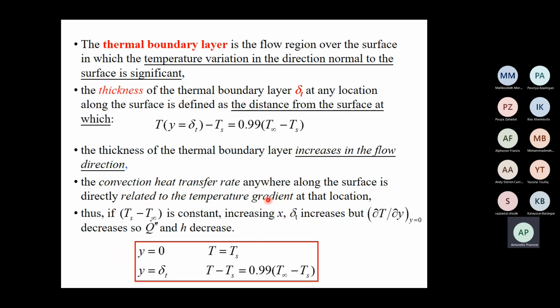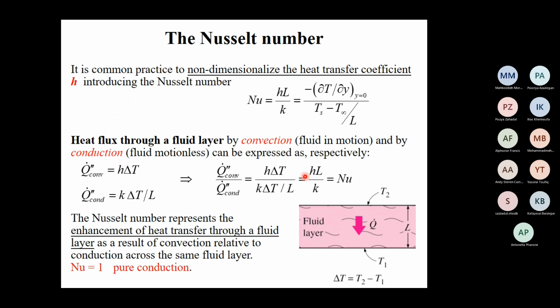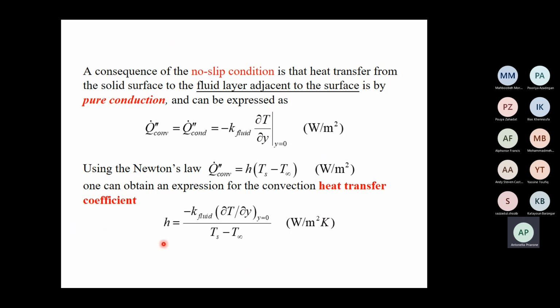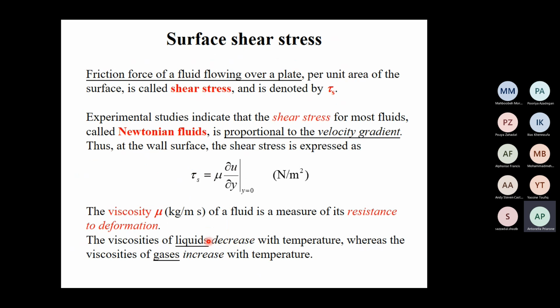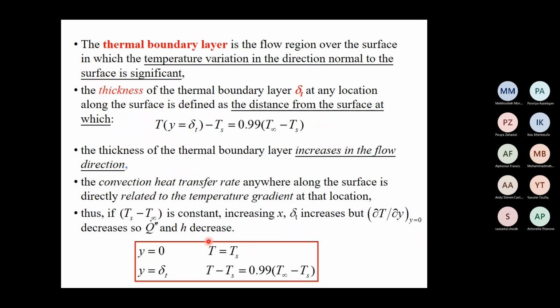This sentence is not so clear for you at this point, but I will go back to this one. The h coefficient, the convective coefficient, is directly related to the gradient of the temperature at the wall. The lower this temperature gradient is, the lower is the h coefficient, the lower is convection. Now I go to this last sentence that is very important for us.